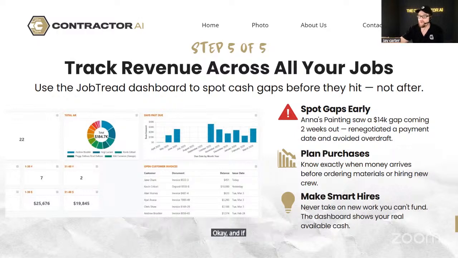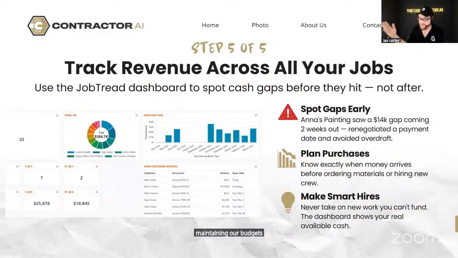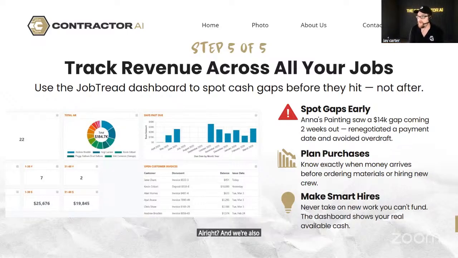If you have a project manager working for you, this is one of the most important KPIs that we follow. We want to hold them accountable to maintaining our budget, so they're a defense player. We're going to maintain our budget or try to beat that budget, and we're also going to be very, very tough on them about schedule variance, because any changes in that schedule will change our WIP report, again through JobTread.